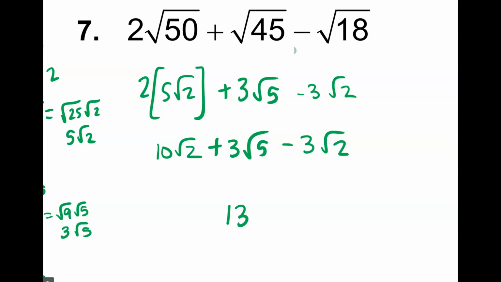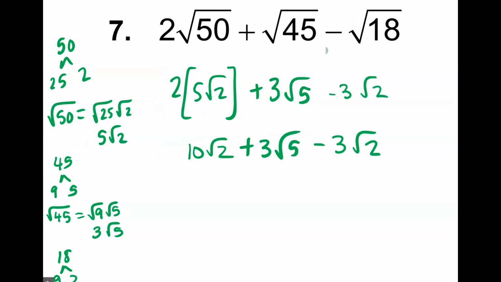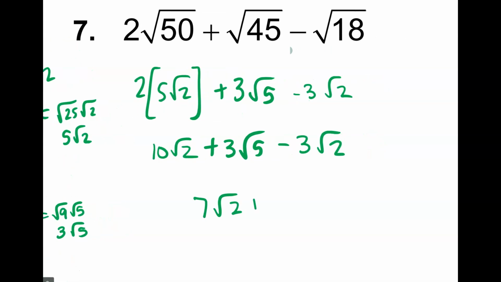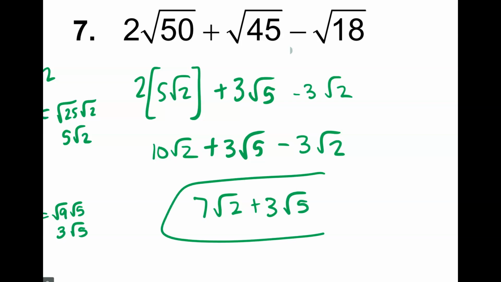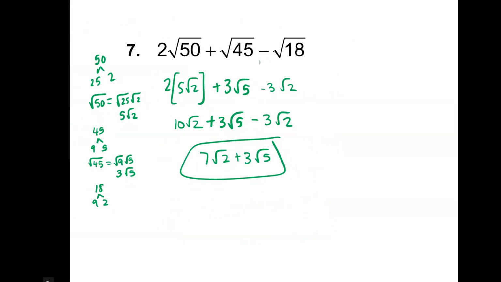So this is just going to be 13. No, wait. So this is 7 root 2 plus 3 root 5. You can only combine like terms. That's what I got. That's good. It's good.